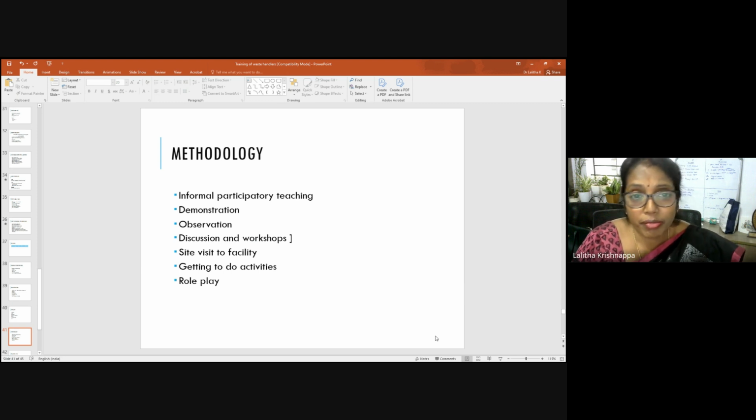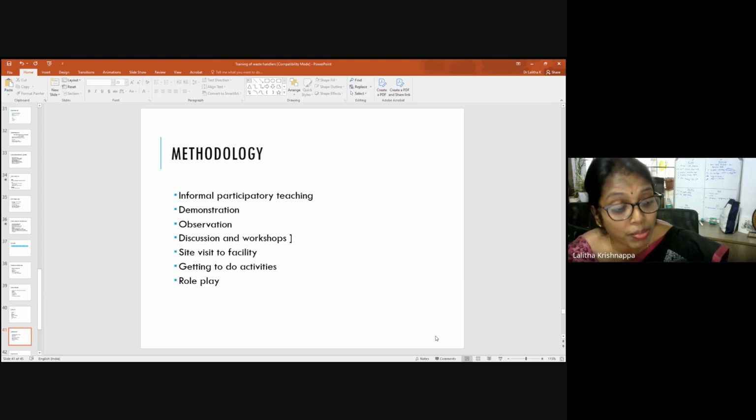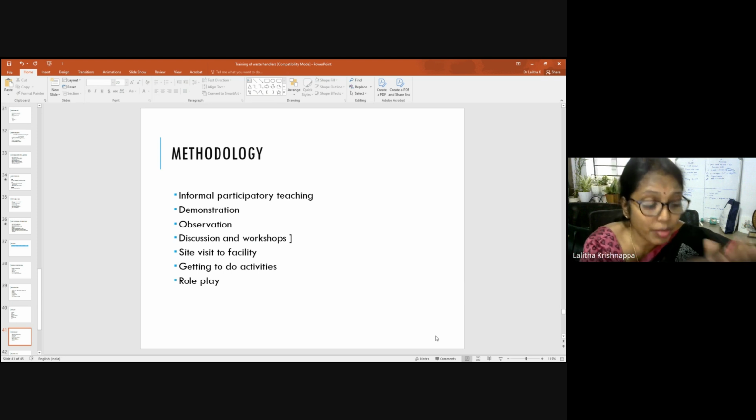So, informal, what are the methodologies you can adopt? It could be informal participatory teaching, just you go there, talk, and discuss with them. Or it could be demonstration, you can show them how to do, like hand hygiene, the 10 steps of hygiene. Or you can ask them to observe and note. For example, you can send them to one of the sites and ask them to simply observe and say what is right and what is wrong.